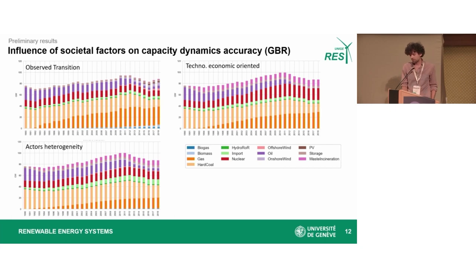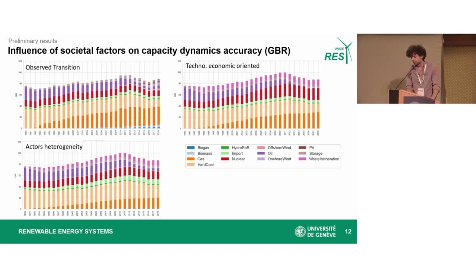So our results are very preliminary. I first show you for one country, as an example, the influence of societal factors inclusion on the accuracy to capture historical dynamics. There are 3 graphs here representing the annual installed power capacity from 1990 to 2018. On the top left, you can see the observed transition, and the 2 other graphs are output from the models with 2 different model structures.